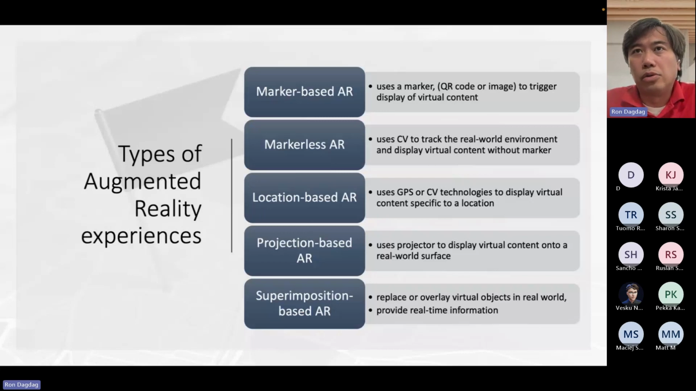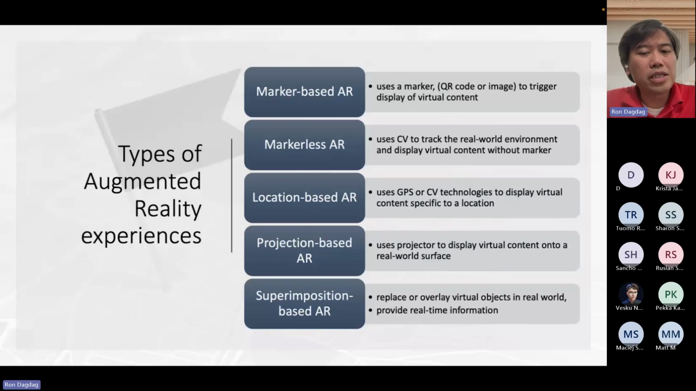And that's when you talk about those Pokemon Go games where you can be in a certain location to access the avatar. And then there's the projection-based AR, where you're using a projector to display virtual content on real-world surfaces. There are places where you can play these games where you don't have to wear a helmet. It's all projector-based, and it tracks the people playing. And then there's the superimposition-based AR, where you can replace any virtual objects in the real world.